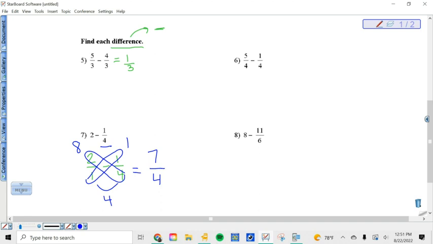Okay, what do we get? Can you tell me what to do? Good. 8 over 1 minus 11 over 6. And then what two sets of numbers do I multiply here? Perfect. What's 8 times 6? 48. And what's 1 times 11? And then what's 6 times 1? Perfect. 48 minus 11 is? And my denominator is? Perfect.